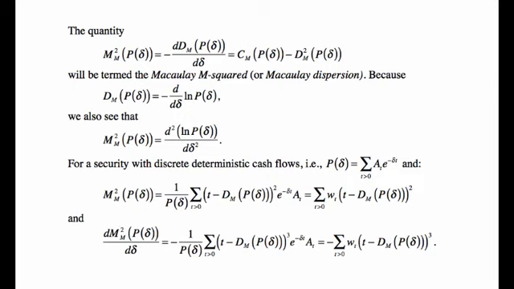Now remember that we introduced that artificial probability distribution where the probability that big T was equal to little t was the weight W sub t, and with respect to that artificial probability distribution, Macaulay duration is the expected value of it. Now if you look at this, you clearly see that Macaulay M squared is the variance of that probability distribution, and then this derivative of Macaulay M squared with respect to delta turns out to be minus the third central moment of that probability distribution.